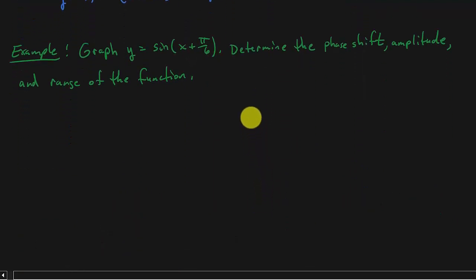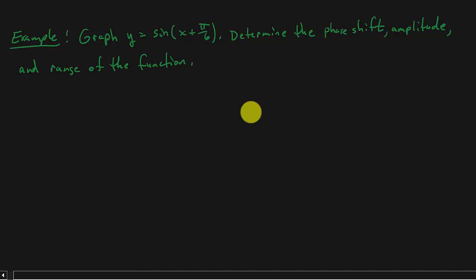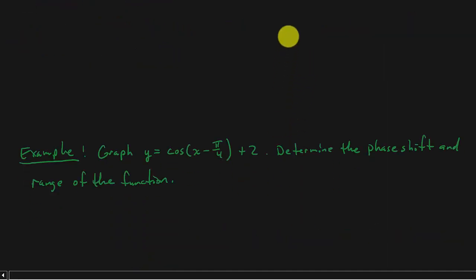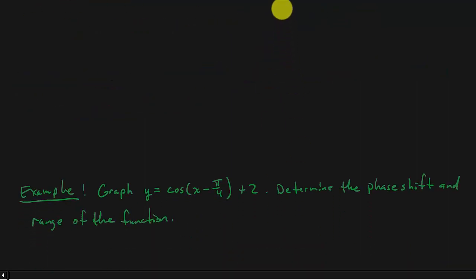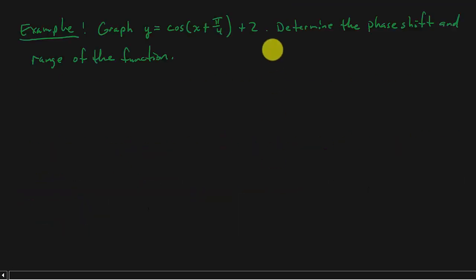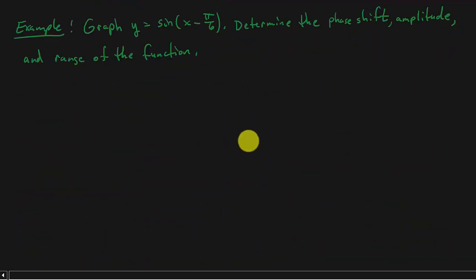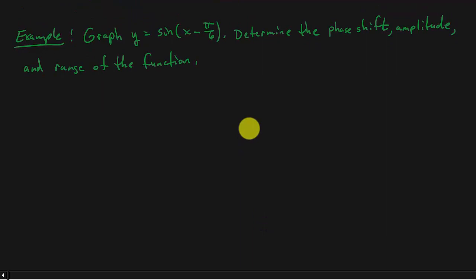All right, so now let's look at this. So graph y equals sine of x plus pi over 6. And actually, what I want to do here, I want to change this plus to a minus. And then we'll come down here and change this one to a plus. Okay. All right, so let's look at this. So graph y equals sine of x minus pi over 6. Determine the phase shift, amplitude, and the range of the function.